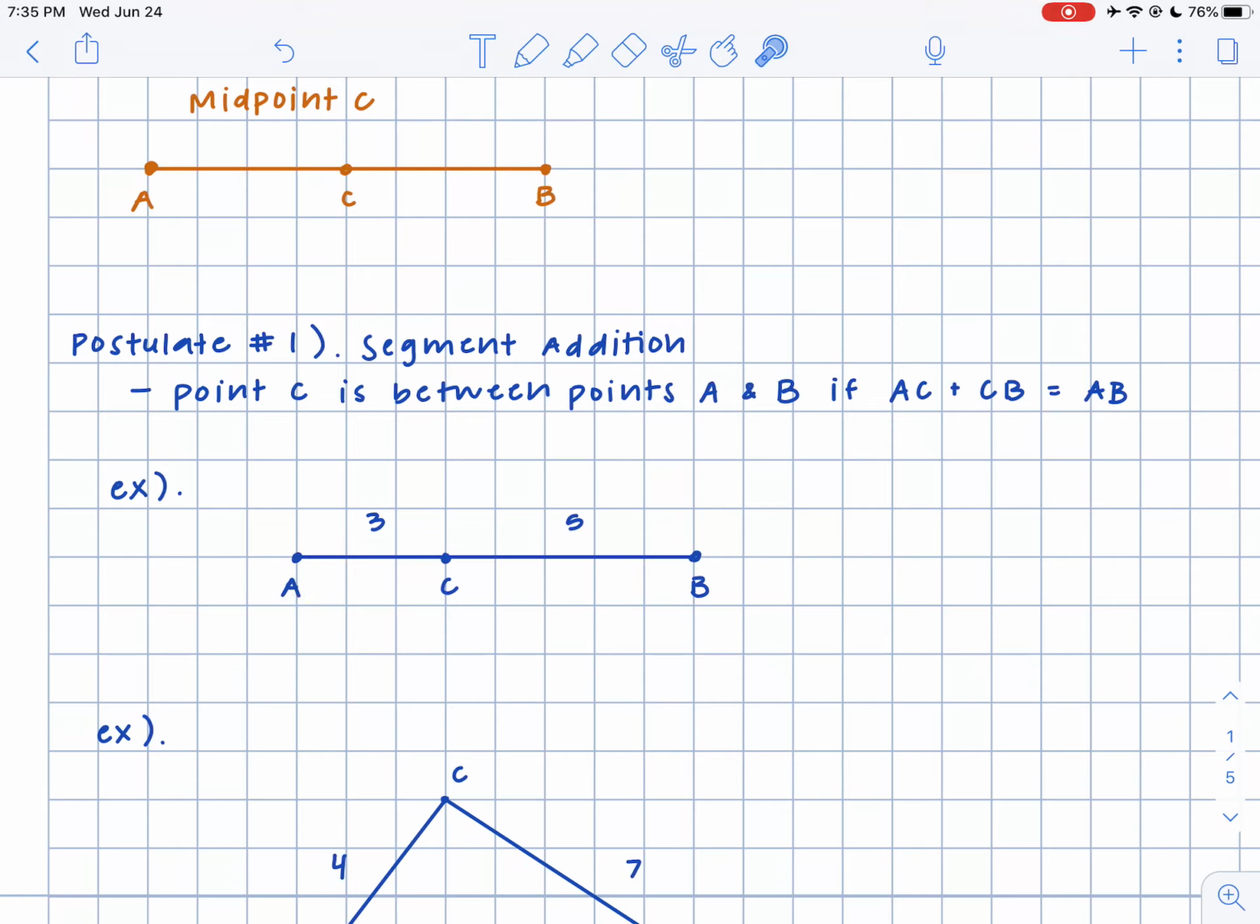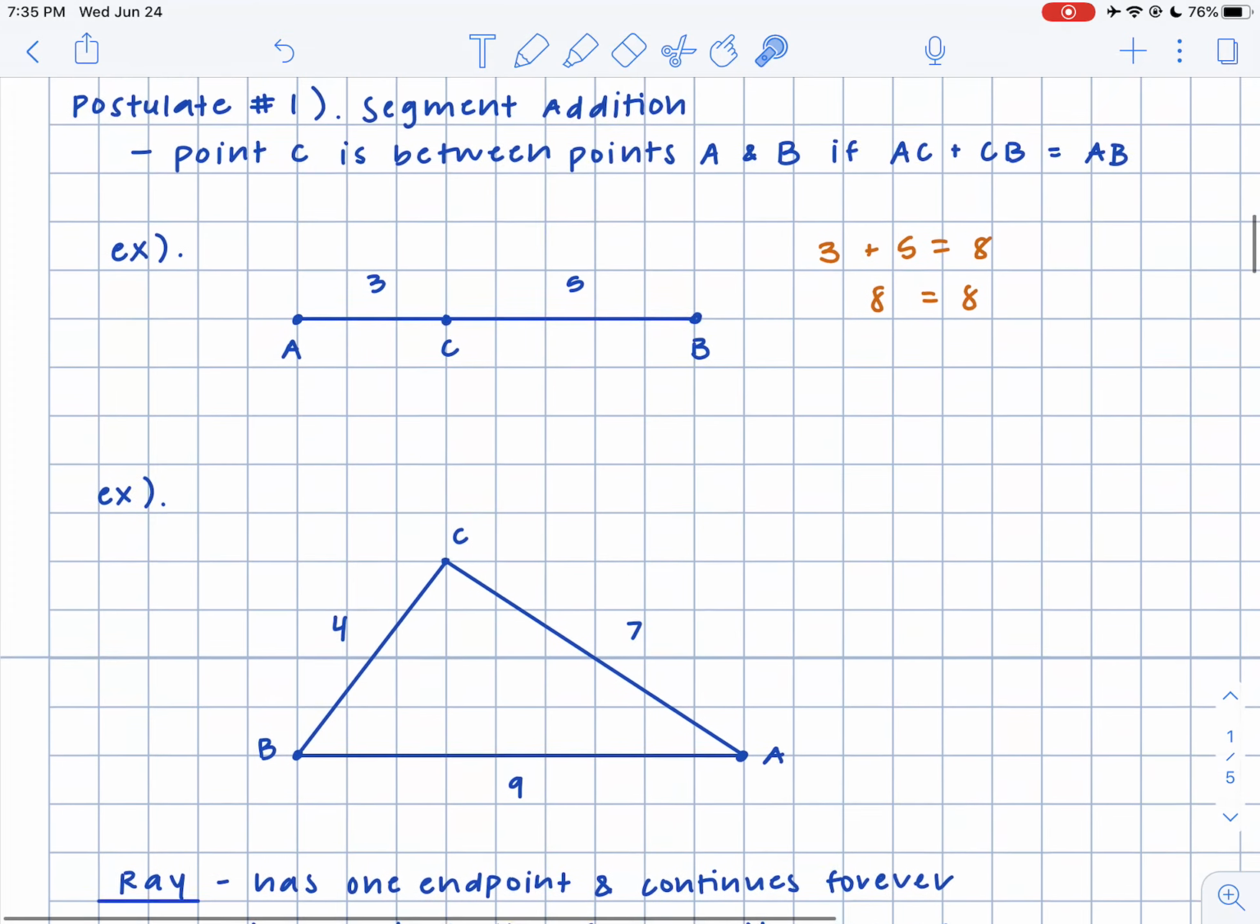Well, that's only true if segment AC, which is 3, plus segment CB, which is 5, has to equal segment AB, or segment BA, which is 8. And this is true. 3 plus 5 is 8, equals 8. Therefore, point C lies between points A and B.